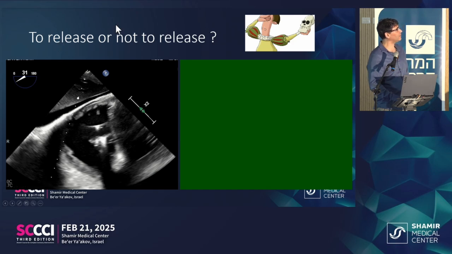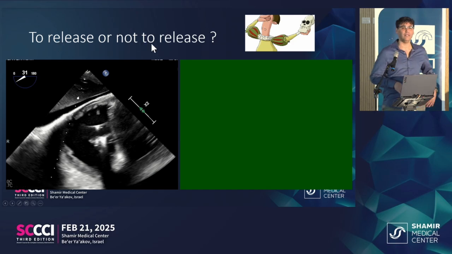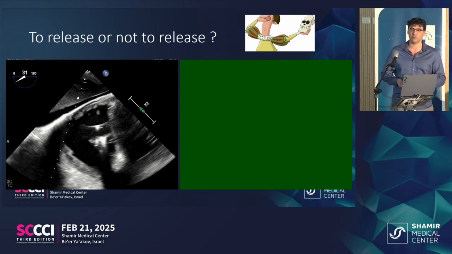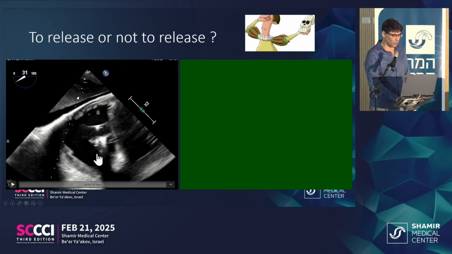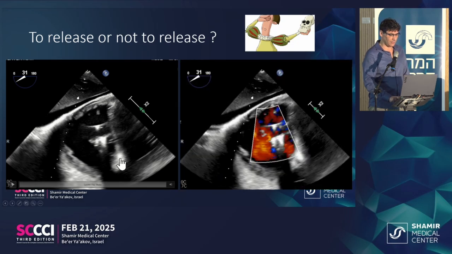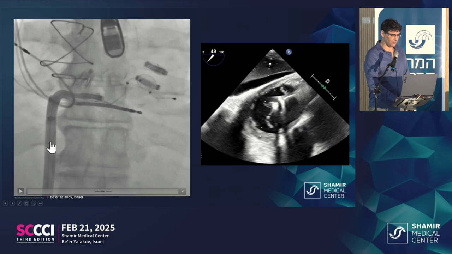And now we ask ourselves whether to release or not to release. In PCI, everything is much faster, but in TIR, we have a discussion about what the echo person says, what do you think? There's about a 20-minute discussion about whether to release. Eventually, we decided to release. We thought that we had a good capture of the anterior leaflet and the septal leaflet. And this is what we have.